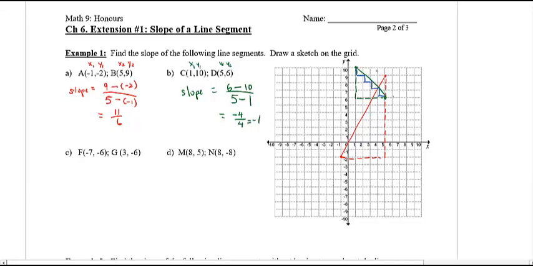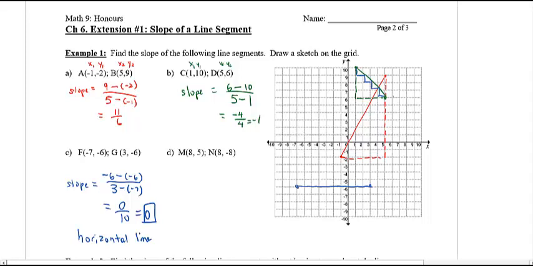Okay. Let's do part C. I'll use blue. Negative 7, negative 6, way down here, and 3, negative 6. Oh, this is an interesting line. There is no rise. Okay, let's do this. Slope equals y sub 2 minus y sub 1 all over x sub 2 minus x sub 1. Look at this. 0 over 10. That's 0. A slope of 0 represents a nice flat horizontal line.